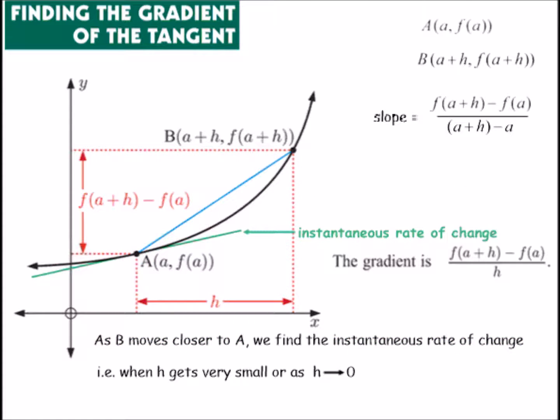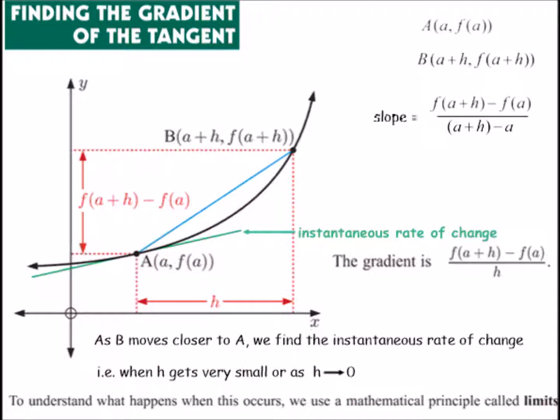Which therefore means we need to consider what happens when that gap of h gets closer and closer to 0. So as h gets very small, or as h approaches 0, that's when we'll work out what the slope at point A is. And that will require an understanding of the idea or the principle of limits, the limiting value of our function.